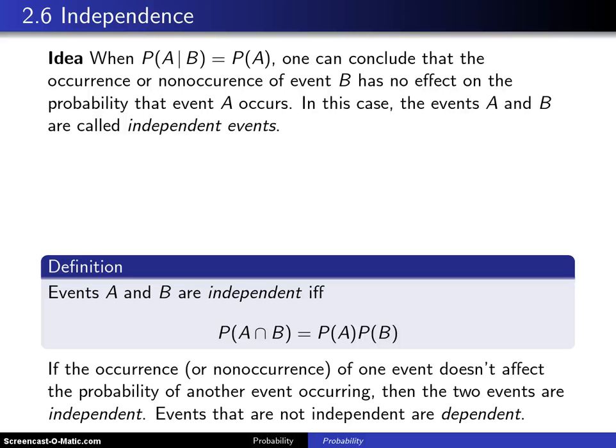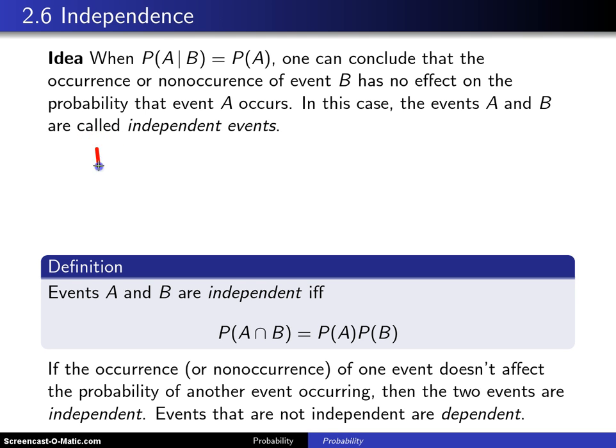Section 2.6 is the last section in Chapter 2, and it deals with the notion of independence of two or more events. So here is the idea. When the probability of A given B is equal to the probability of A, one can conclude that the occurrence or non-occurrence of the event B has no effect on the probability that event A occurs. In this case, we say that the events A and B are called independent events.